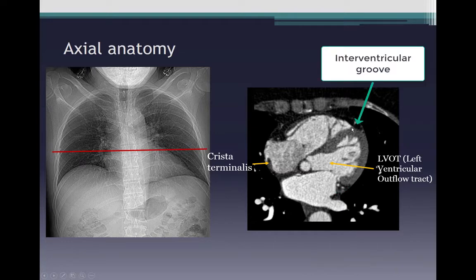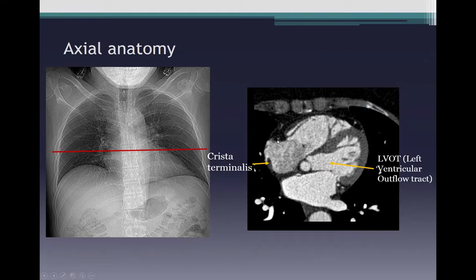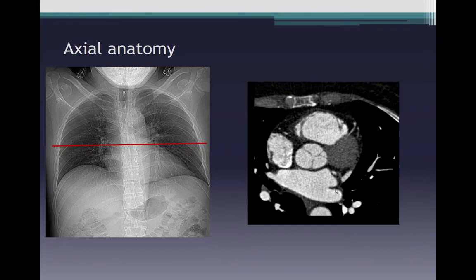Now these grooves are occupied by fat, and it is the epicardial coronary arteries that run within these grooves. We will come to the coronary arteries and the anatomy later. Now further higher up as we go, we see that the left ventricular outflow tract has now led into the aortic root with the three cusps or valves. Anterior to the aortic root is the right ventricular outflow tract.